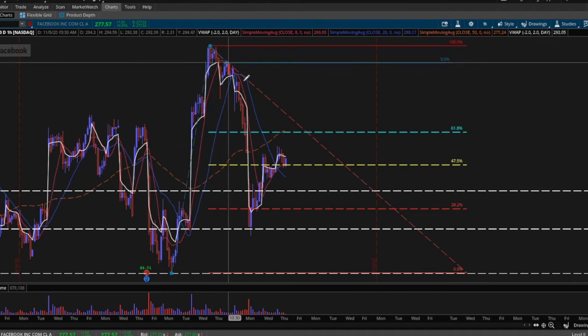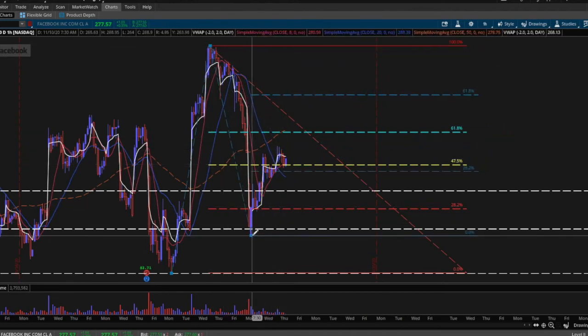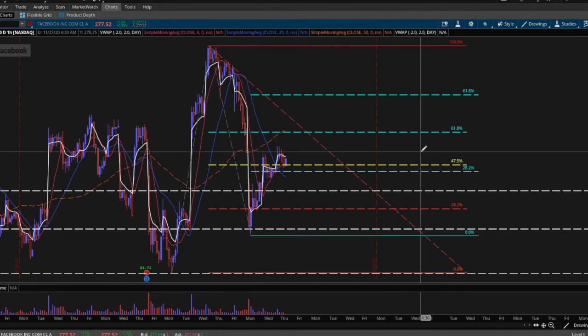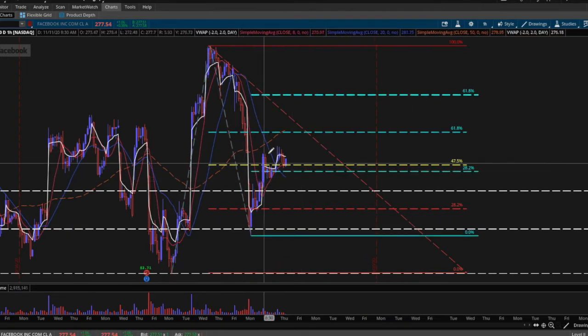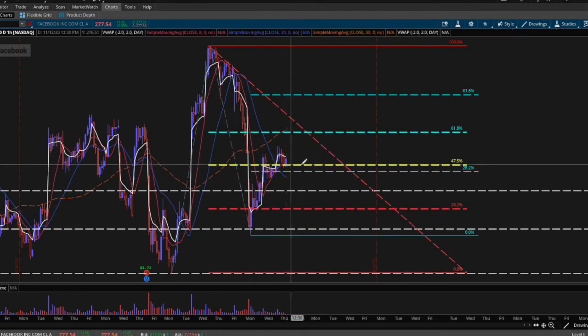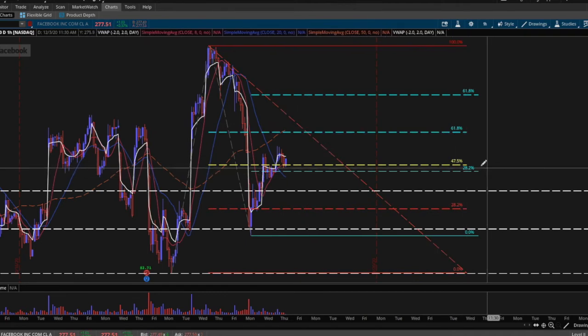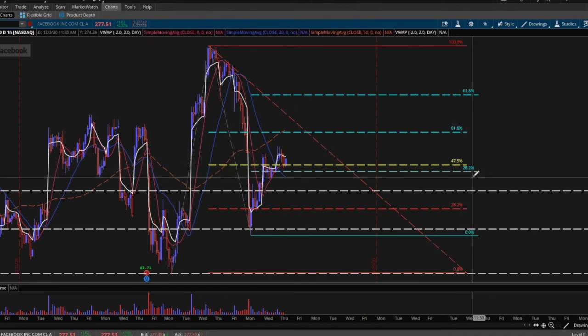To see if this upward move can be repeated, we're going to measure from low to high, project it off the low, and you can see we're pushing up and selling off, still holding above the 282. So that's a pretty good sign overall, just like the other ones.